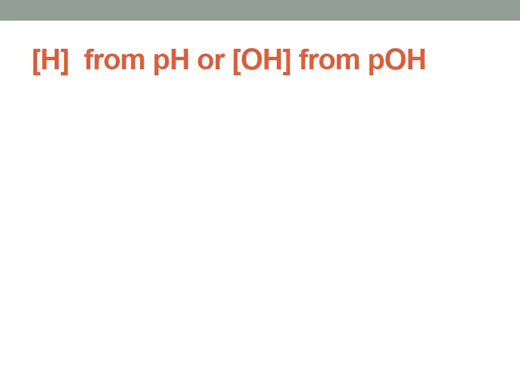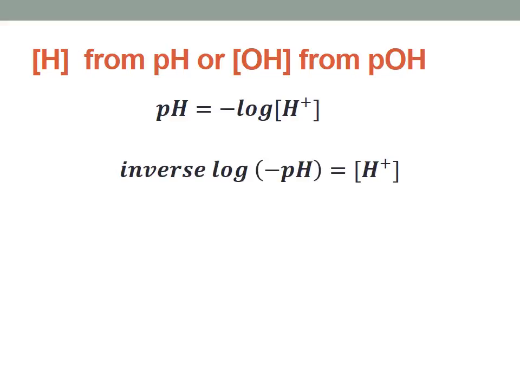So if we want to get the hydrogen ion concentration from pH or hydroxide ion concentration from POH, pH is equal to the negative log of our hydrogen ion concentration. So we take the inverse log or the anti-log. Simple way to do it is to raise 10 to that number. That is our negative pH. So 10 to the negative pH, 10 raised to the exponent of the negative pH, will give us our hydrogen ion concentration.